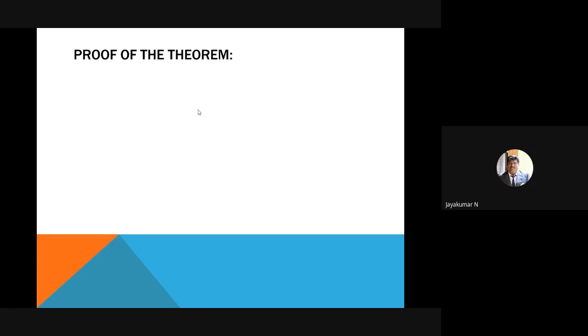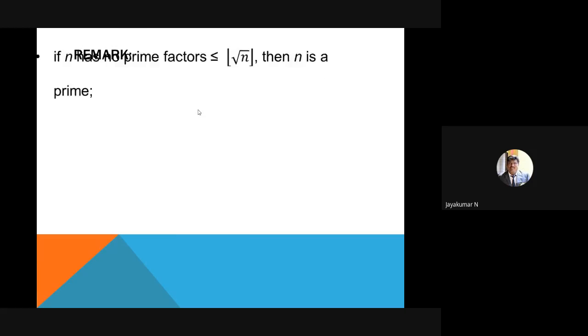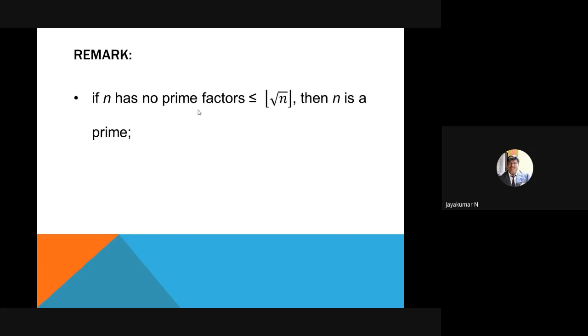Proof of the theorem, no need. Remark: what I told is a remark. If n has no prime factor less than or equal to floor function of root of n, then n is a prime number. Otherwise, it is a composite number.